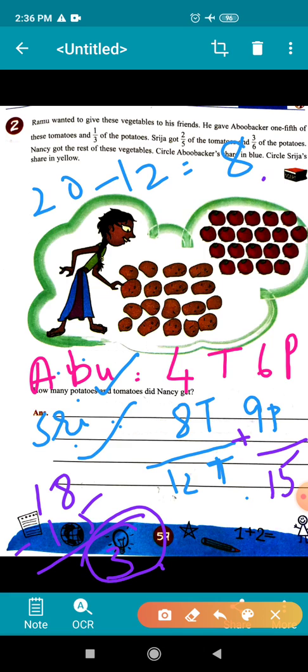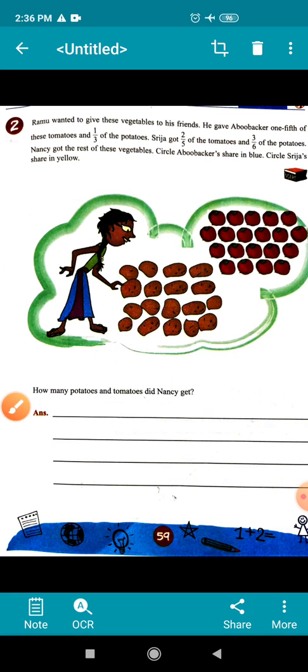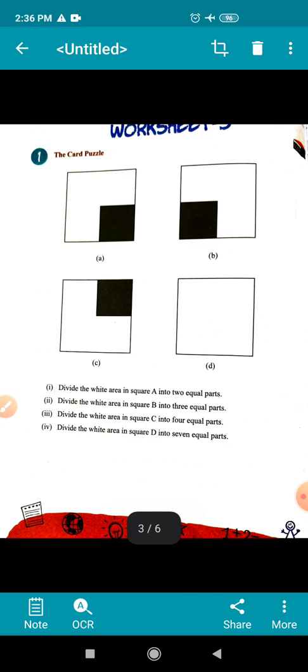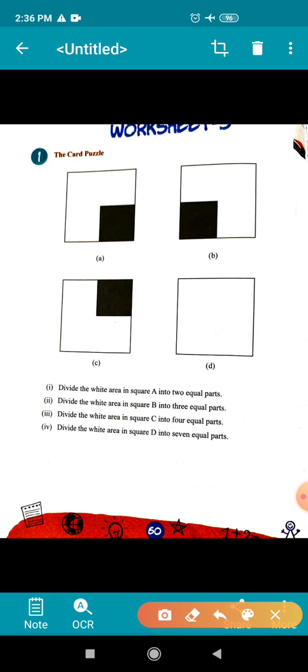Okay children, each and every step is clear in this sum. You have to do this sum in your copy. Okay, now let us proceed to the next sum. Here children, in this figure you have to divide the white area in equal parts. In the first diagram you have to divide the white area into 2 equal parts. So for that, what you will do? You will simply draw this slanting line to divide this in 2 equal parts.